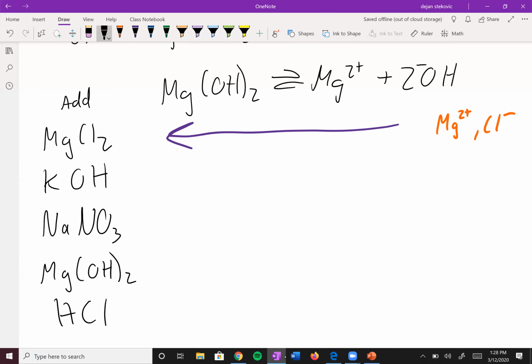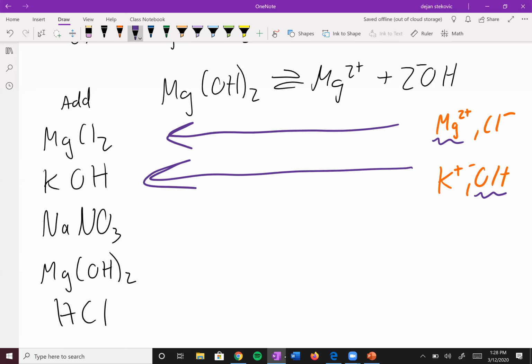When we add KOH, what's that going to dissociate into? Right, potassium and hydroxide. Do we see potassium or hydroxide anywhere? Yes, which one do you see? Hydroxide. Again, are we adding a reactant or are we adding product? Product. So which way are we going to shift? Towards the reactants. Exactly. Next up, we have sodium nitrate. What's that going to dissociate into?